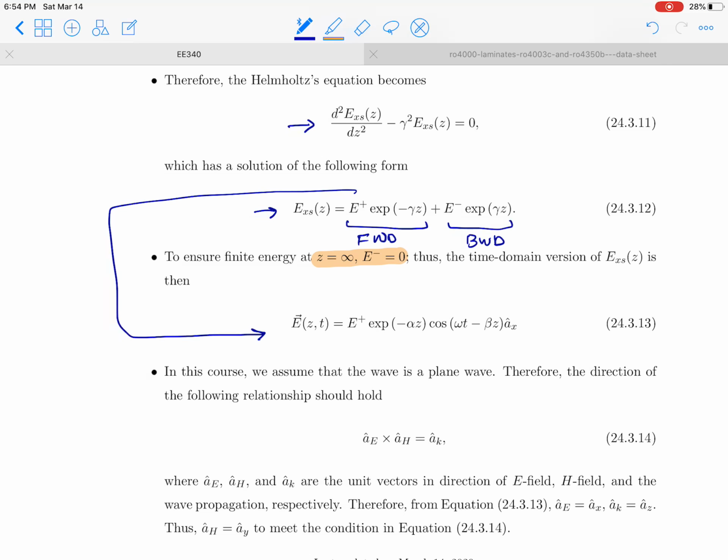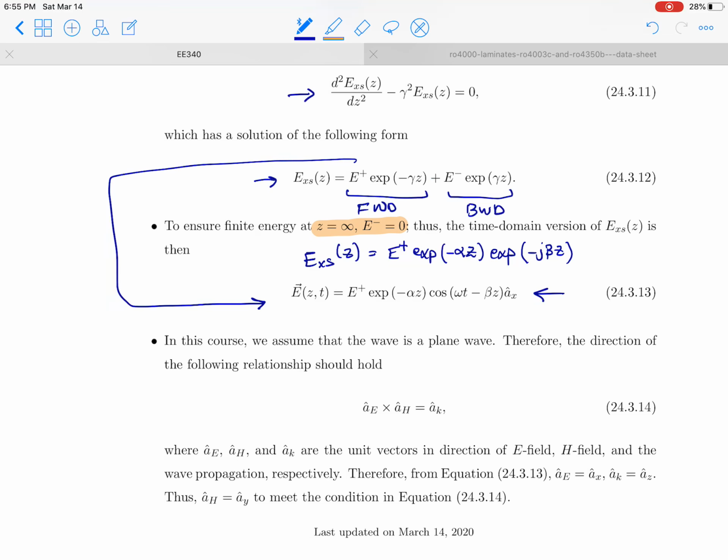If we convert it back into the time domain, we can write this one before conversion as E plus, exponential of minus alpha z, exponential of minus j beta z. So this one is a constant, and if we do the inverse phasor transform, we will end up with this equation.